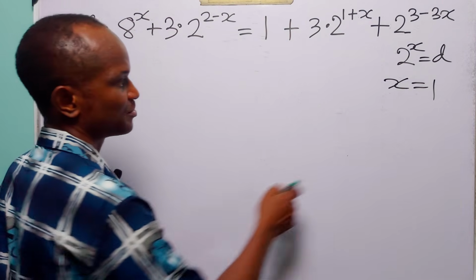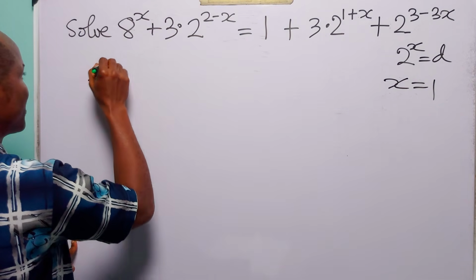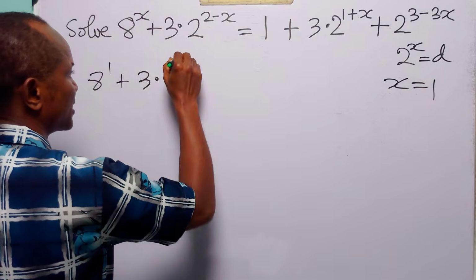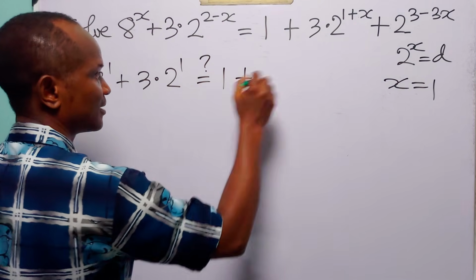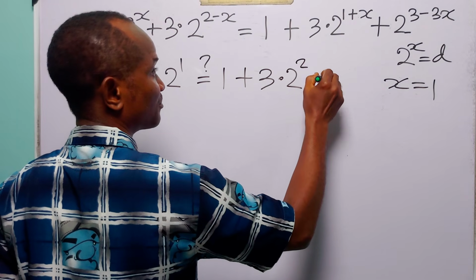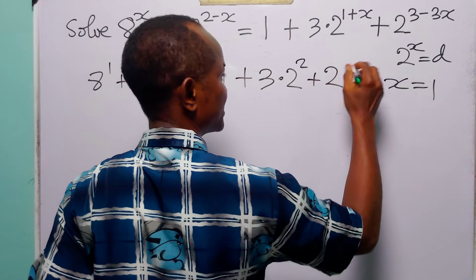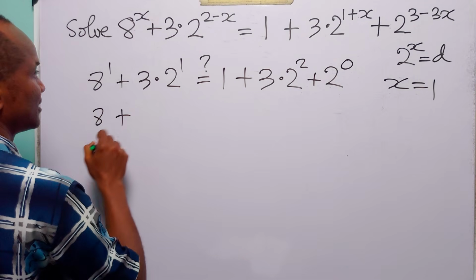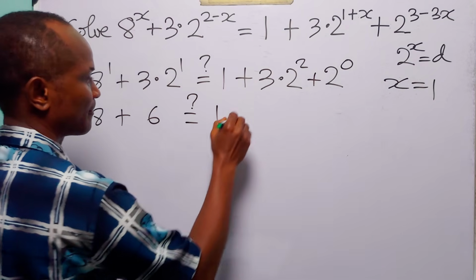Now to check our answer, let us substitute 1 for x into the given equation. We have 8 to the power 1 plus 3 times 2 to the power 2 minus 1 is 1. Is this equal to 1 plus 3 times 2 to the power 1 plus 1 is 2 plus 2 to the power 3 times 1 is 3, 3 minus 3 is equal to 0? Now, of course, 8 to the power 1 is 8. 3 times 2 to the power 1 is 6. Is this equal to 1?